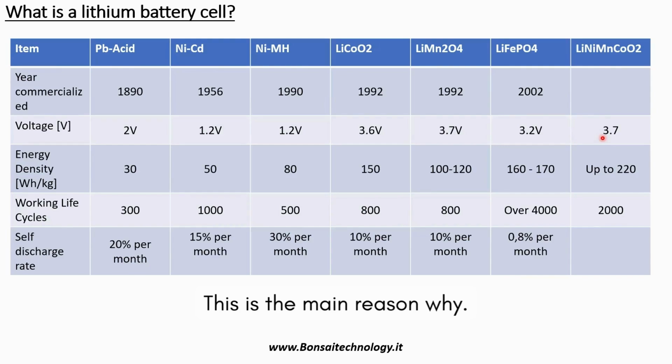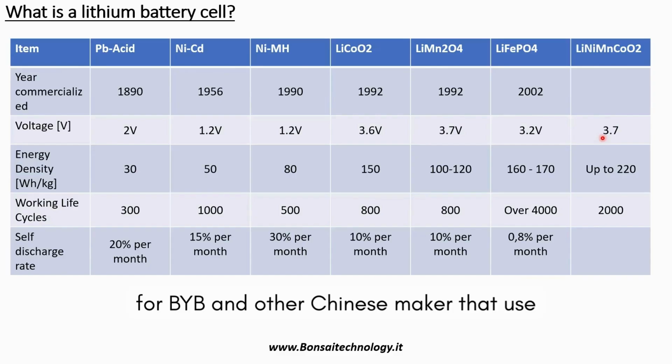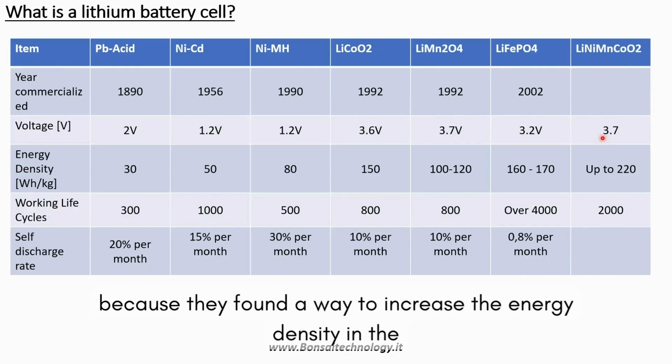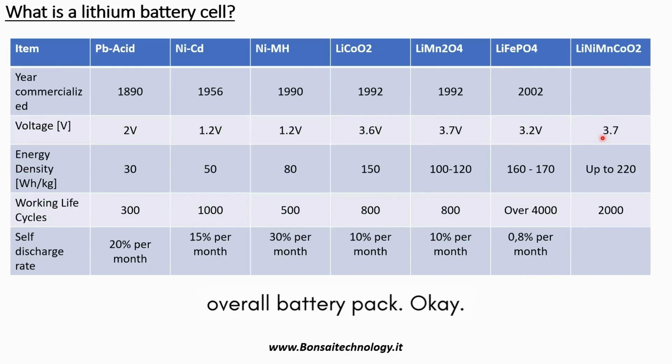This is the main reason why NMC battery cells are used for EV applications. But there are some exceptions. For example, BYD and other Chinese makers use LFP battery cells for EV applications because they found a way to increase the energy density in the overall battery pack. Okay, so they get rid of the problem of lower energy density.